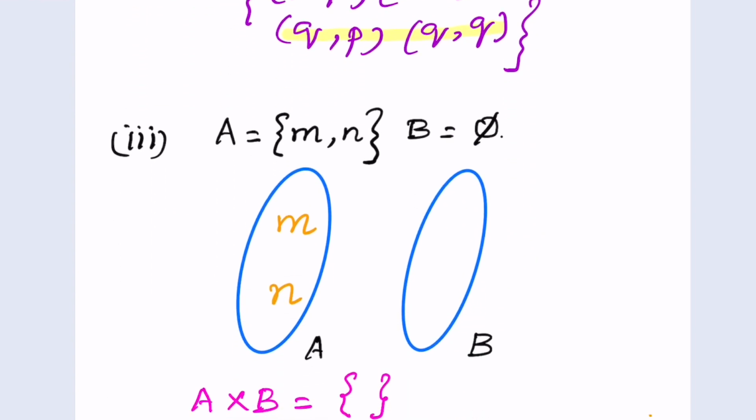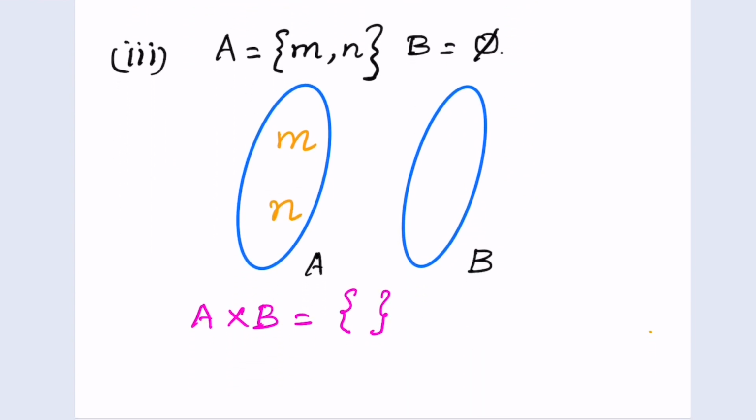So now we are going to go to the third subdivision where A is a set containing the elements M and N and B is a null set. Now we are going to find A cross B. Now let us picturize the set A with the elements M and N, and the set B, we see, since it's an empty set, it has no elements. So we cannot associate every element of A with the elements of B since B is empty. So A cross B is a null set.